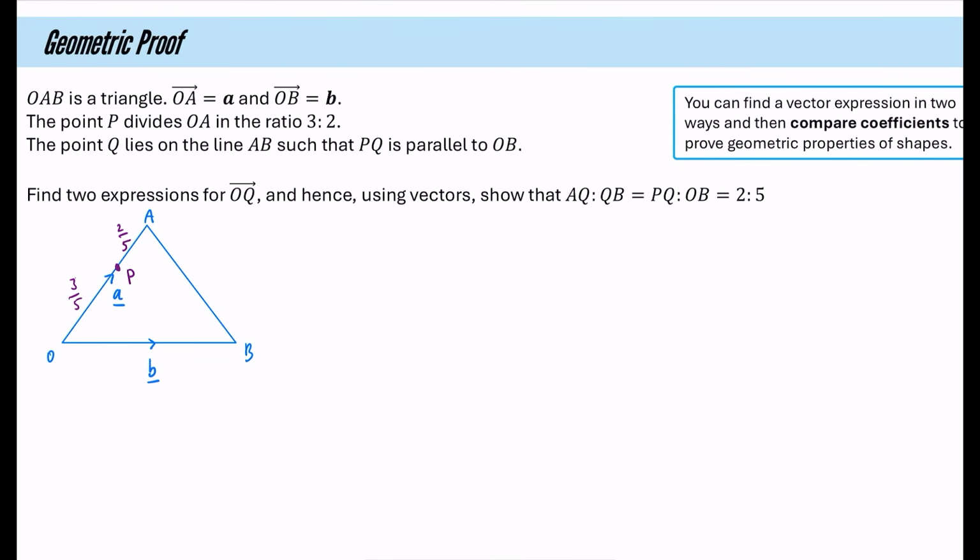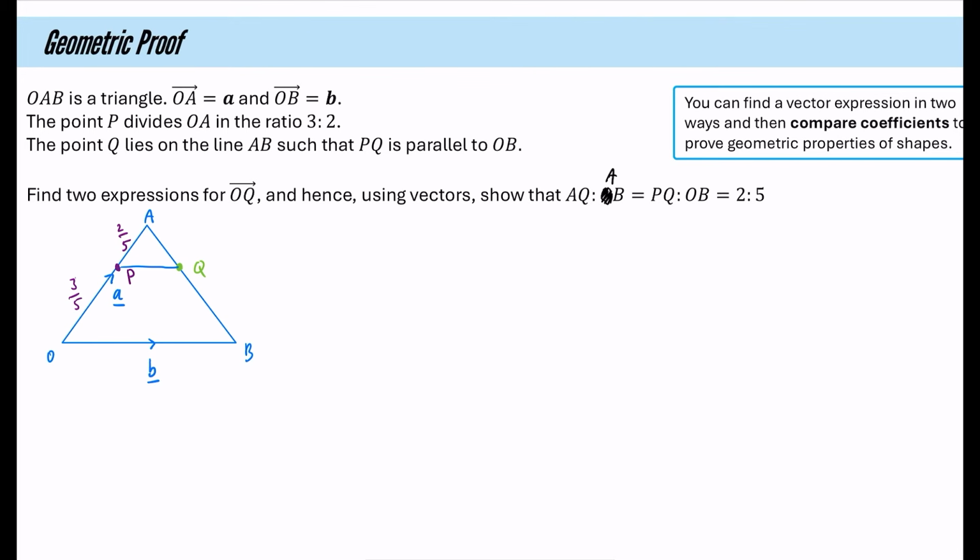The point Q lies on the line AB such that PQ is parallel to OB. So if I was going to put Q somewhere on the line, it's going to be here, so that when I draw the line between P and Q like this, it should be parallel to OB. So there is my point Q. And it wants me to find 2 expressions for OQ, and hence, using vectors, show that the ratio of AQ to AB, I don't think that should say QB actually, I'll make sure that it's changed in the PDF. AQ to AB, and PQ to OB, have a ratio of 2:5.